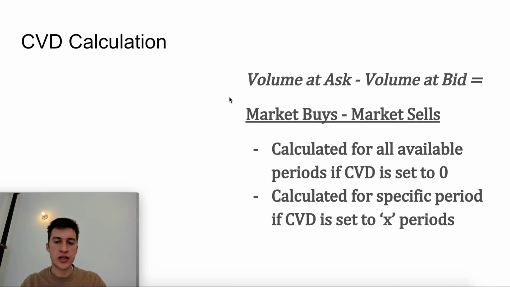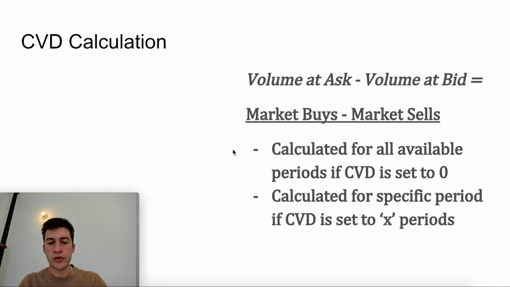CVD's official calculation, when you read an article or a book, is volume at the ask minus volume at the bid. What this means is any volume that's transacted at an ask, asks are just another word for limit sell orders, bids are just limit buy orders. So when you see volume that's transacted at a limit sell order, that's going to be a market buy. Any volume that's transacted at a limit buy order, that's going to be a market sell. So CVD in essence is just market buys minus market sells graphed on a line.